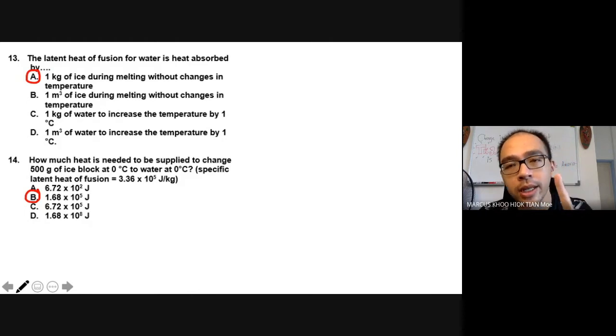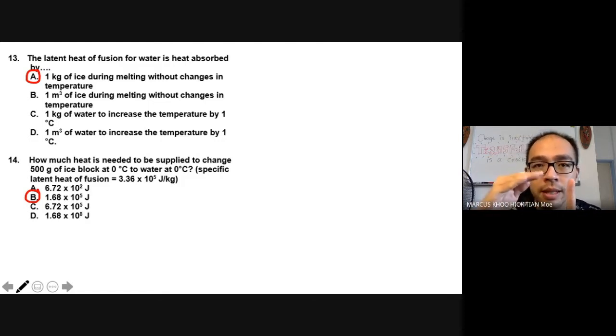So when it increases the temperature, you will see a temperature increase. But when it is changing the state, you will see no increase in temperature because it can only be either one. So when it's increasing in temperature, it is remaining at the same state. It is not gradually changing. It must come to a certain temperature and then only you can start to change state.